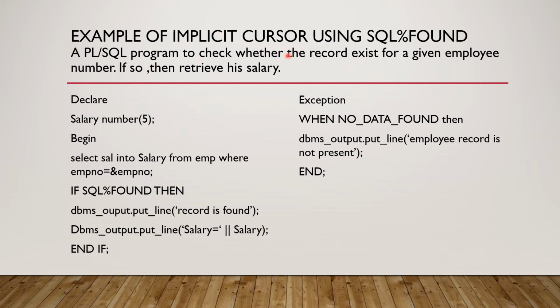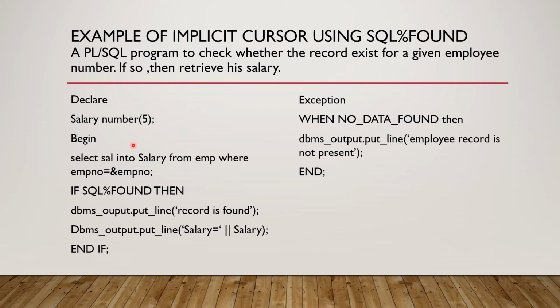Now this is the example of implicit cursor using SQL%FOUND. A PL/SQL program to check whether the record exists for a given employee number. If so, then retrieve his salary. So we are just showing the concept of this attribute, how we are going to use this %FOUND with implicit cursor. It is used with implicit cursor, that's why we are using SQL here. Otherwise, we will use the cursor name of an explicit cursor and then %FOUND. So the attribute will be the same, we can use it with implicit also, we can use it with explicit cursor also.